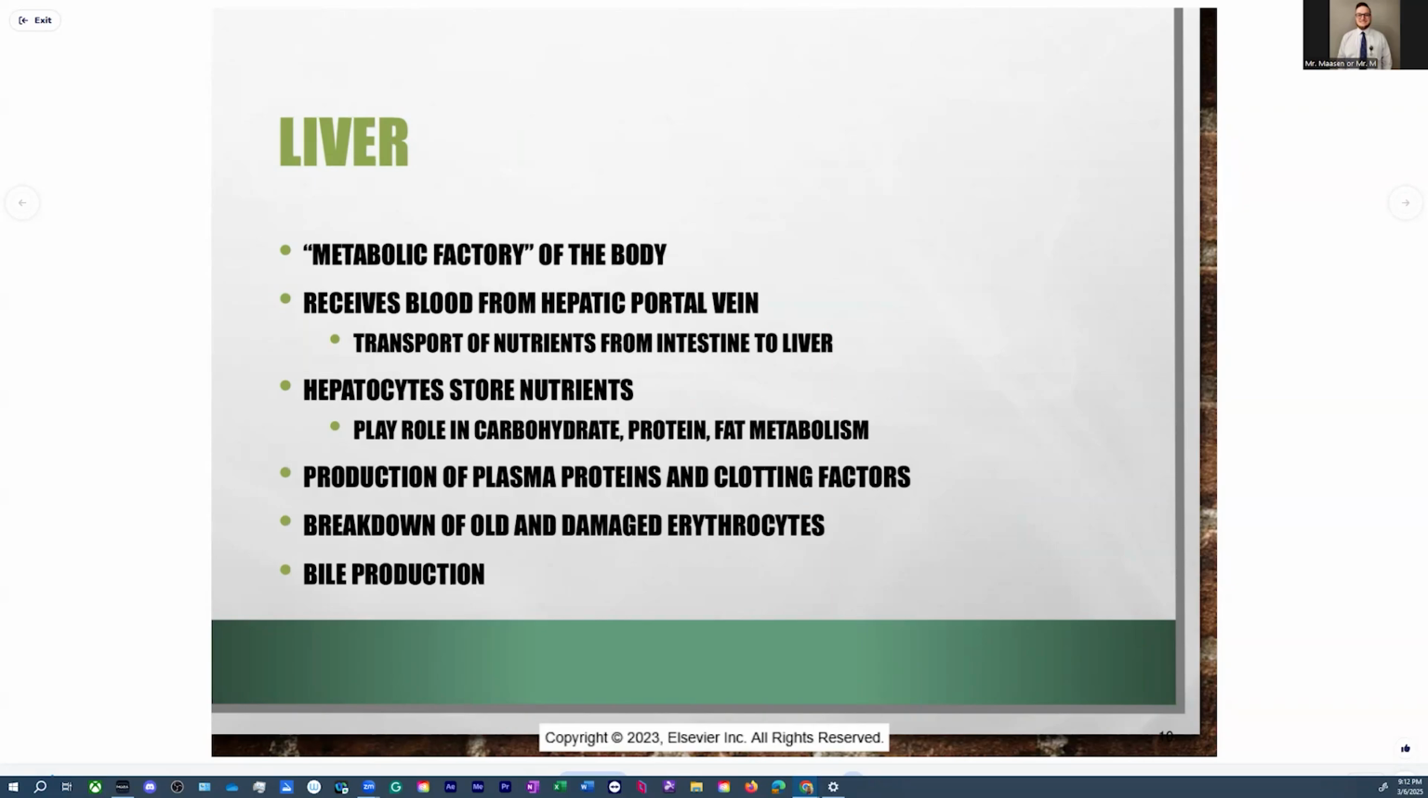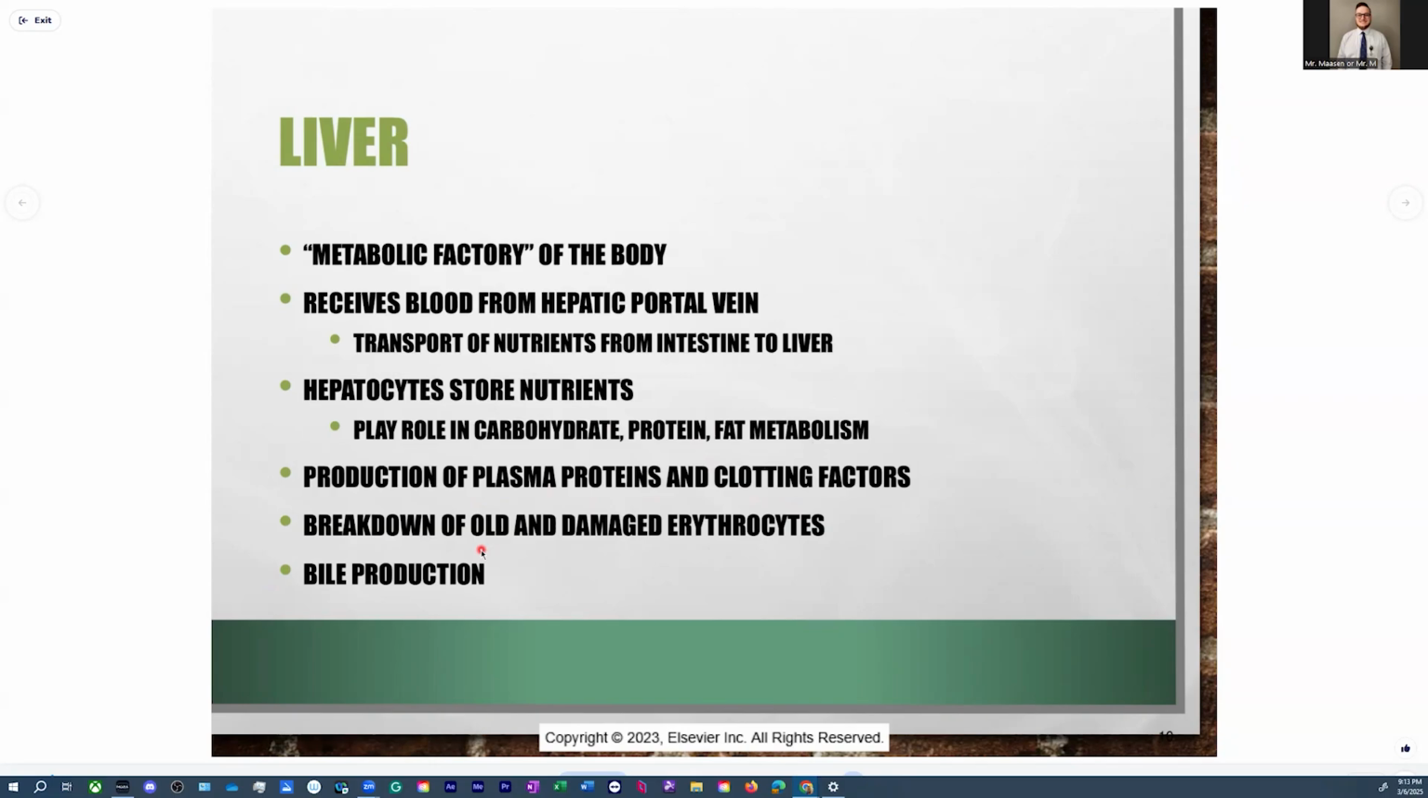So it can store nutrients, plays a huge role in blood sugar homeostasis, carbohydrate management, helps manufacture proteins, and helps metabolize fat. It makes our plasma proteins and clotting factors. Plasma proteins are essential for the osmotic pressure in our blood vessels. Clotting factors are essential for coagulation, right? It also is this organ plus the spleen that are key components to help us break down old red blood cells, which we need to do.